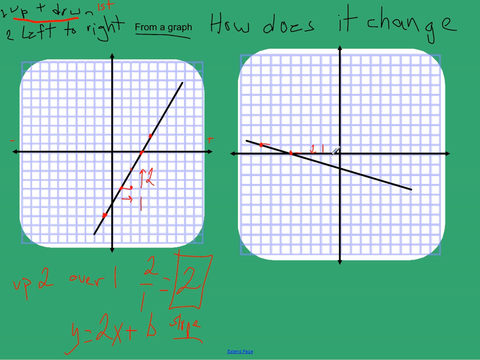You with me so far? And then to move left to right, we have to go from here to here. So that's 1, 2, 3. We go over to the right 3.